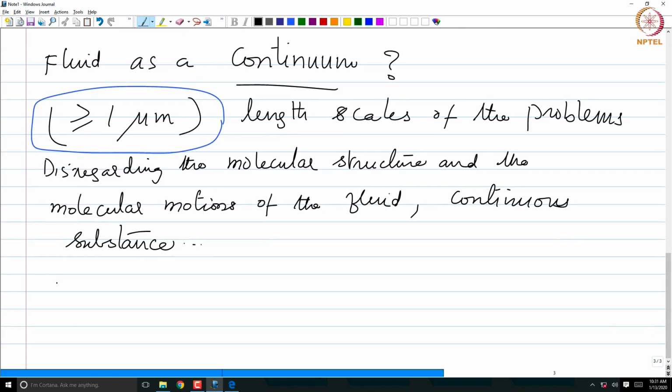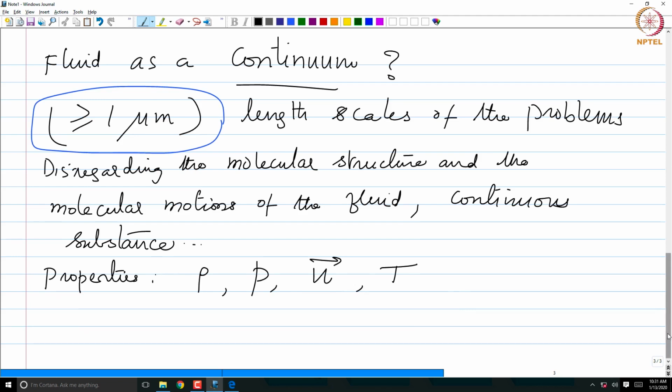So when you invoke the continuum assumption, you can characterize or describe a fluid in terms of its properties. What are the properties for a fluid? You can describe a fluid in terms of its density, pressure, the velocity vector, or temperature, and so on. All these properties vary continuously across the fluid domain that we have considered, without any voids in the domain.